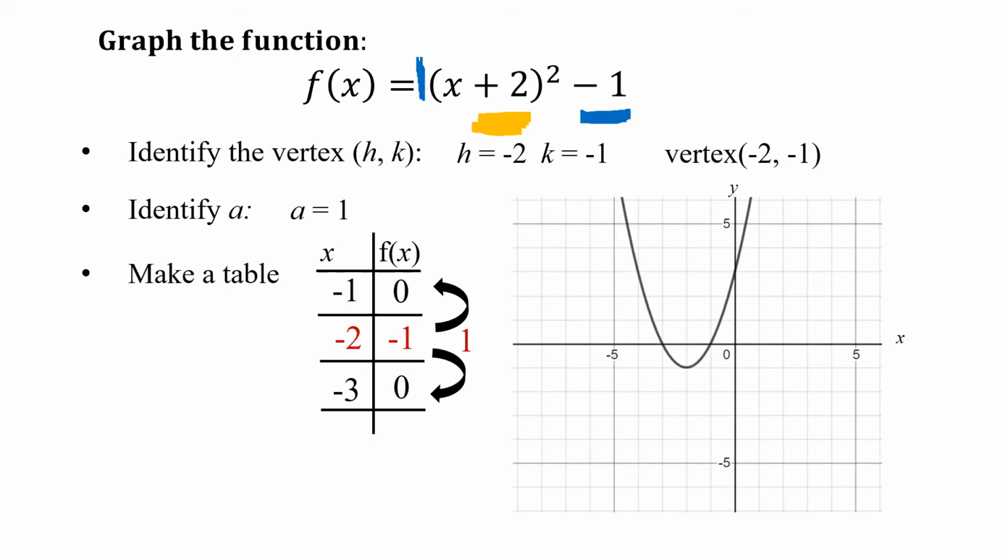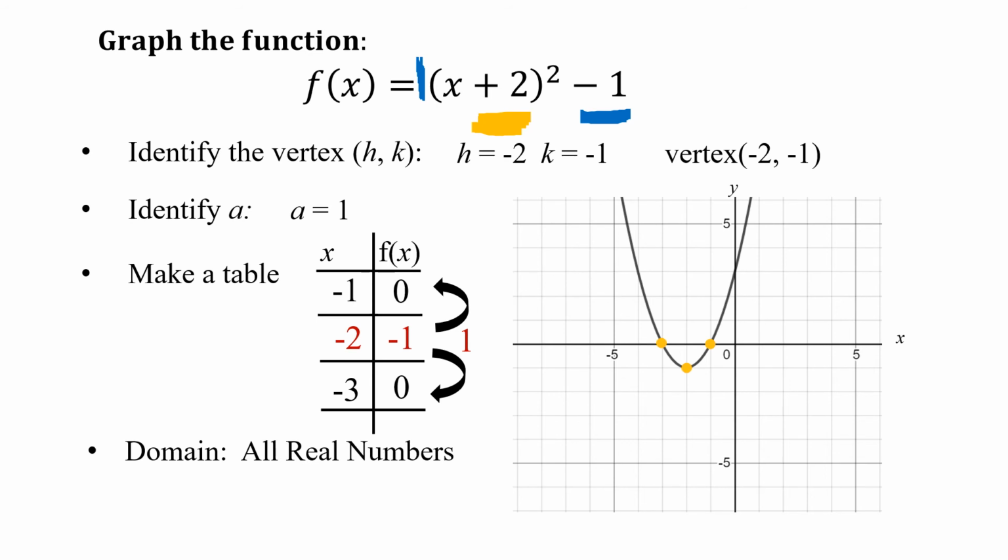So now it's time to graph. Take those 3 coordinates and graph your vertex, which is (-2, -1). You're going to graph one of the zeros, which is (-1, 0), your vertex, and then the other point, (-3, 0), and then draw a smooth curve. Notice that the parabola is opening upward.